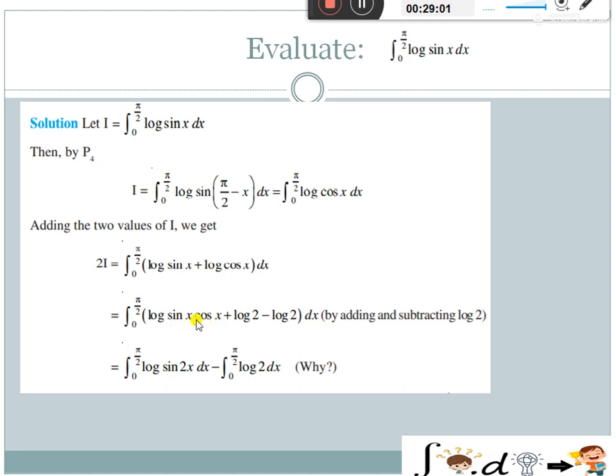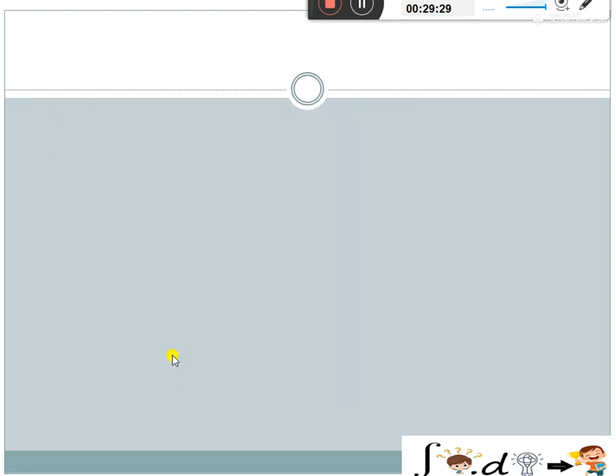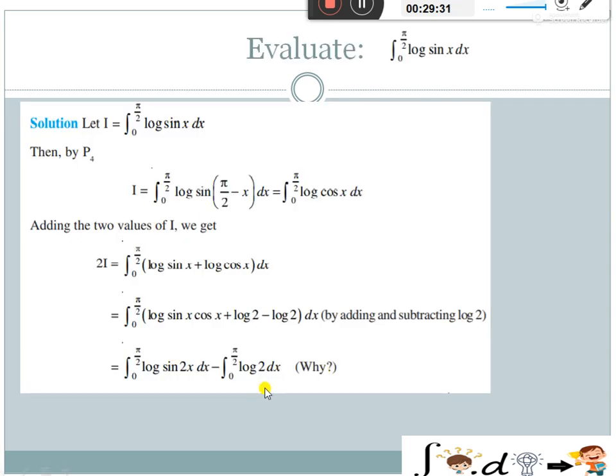As you know, for sin x into cos x we have to multiply and divide by 2 to get sin 2x equal to 2 sin x cos x, and that will happen if we add log 2 and subtract log 2. And now log sin x cos x becomes log 2 sin x cos x, it becomes log of sin 2x, and then we have to separate, we get the integral from 0 to pi by 2 of log 2 dx. Is it clear?